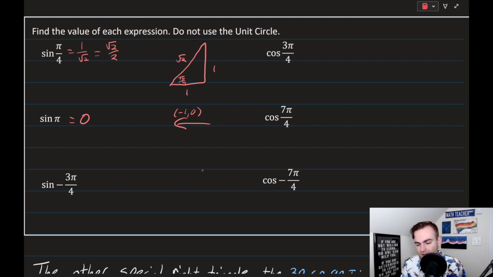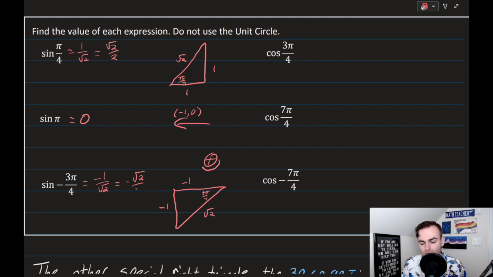Sine of -3pi/4. Well, if I think about my circle again, I'm starting here, going 1/4, 2/4, 3/4. So I'm in quadrant 3. I'm going to draw my triangle like I'm in quadrant 3. The reference angle would be pi over 4, and that would be 1, 1, square root of 2. But we went left, so it's negative, and we went down, so it's negative. Same idea: sine is opposite over hypotenuse, so this would be -1 over root 2, which simplifies to -√2 over 2.